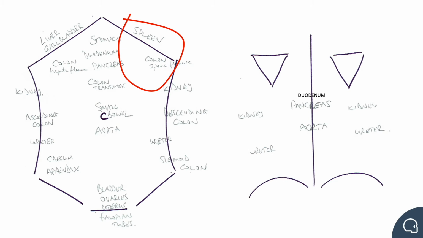Also remember, it's still got this attachment to the diaphragm, so problems sitting just underneath the left hemidiaphragm can cause left shoulder tip pain via C3, 4, 5.